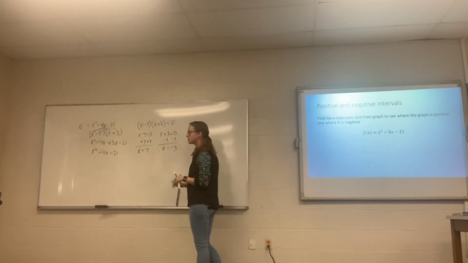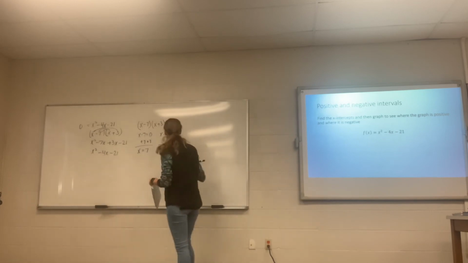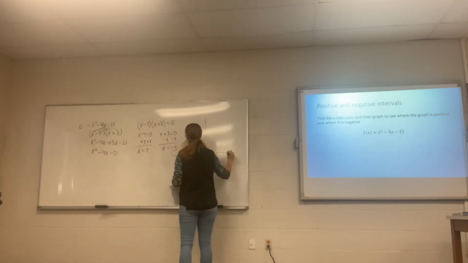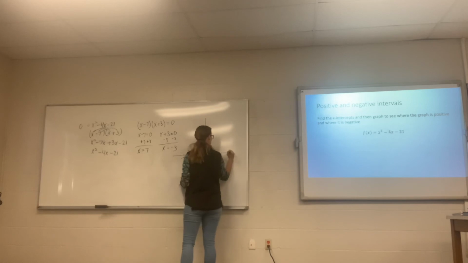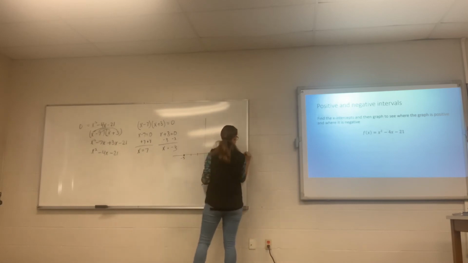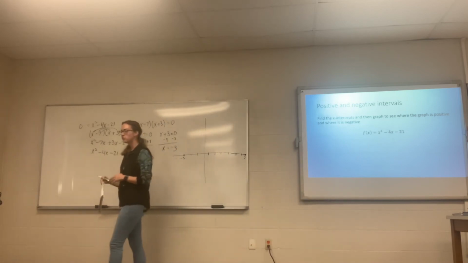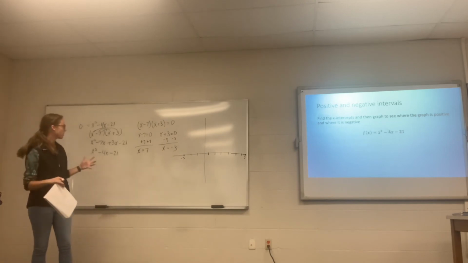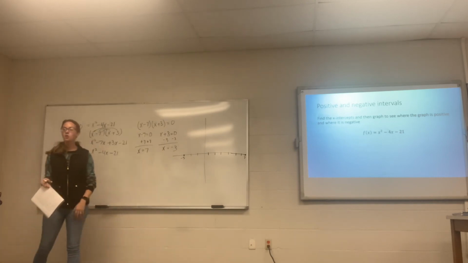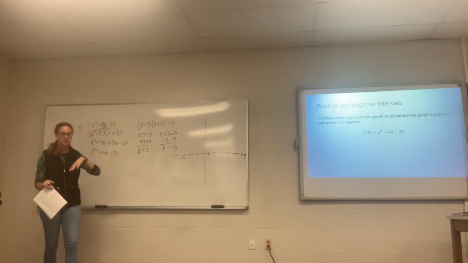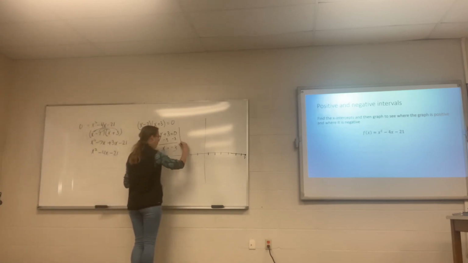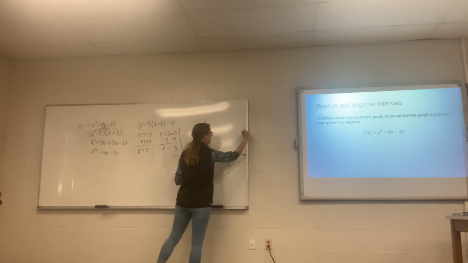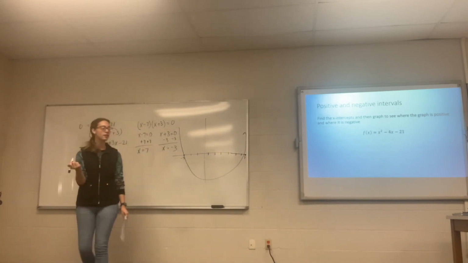All right, now that I know my x-intercepts, let's go ahead and draw a graph. I have one at negative 3 and one at 7. So here's one at negative 3, here's one at 7. Now to draw this graph, it's a positive x squared minus 4x minus 21. Because it's positive x squared, it hasn't been reflected or anything, so I know it's going to open up. So my graph is going to come down and go through these points right here.